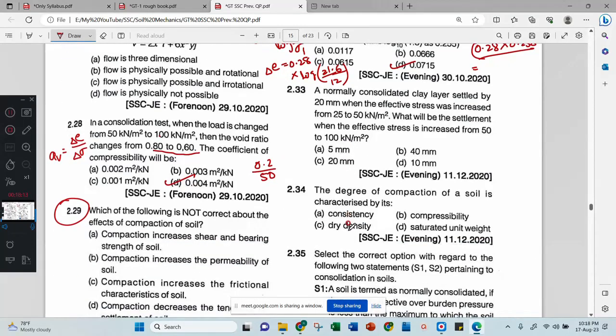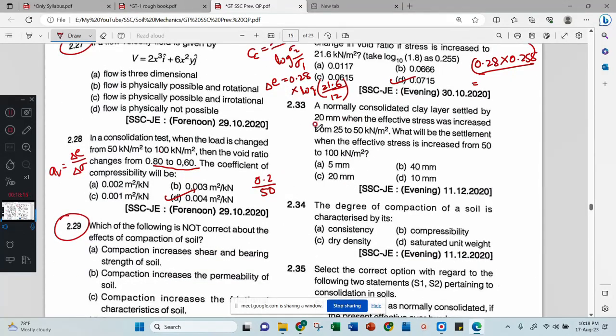Now, normally consolidated clay layer settled by 20 mm when the effective stress was increased from this to this. What will be the settlement when the effective stress is increased from 50 to 100? Interesting.